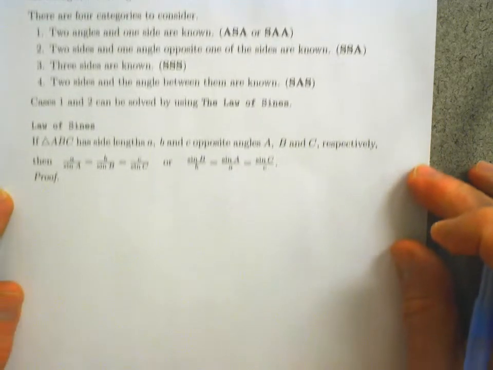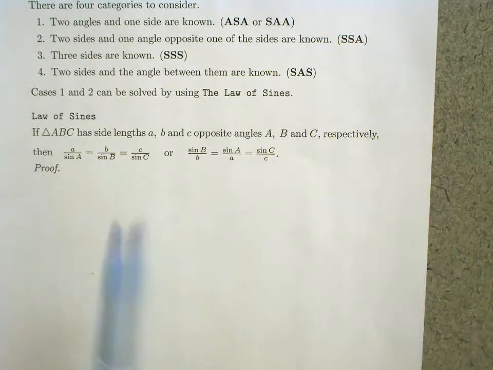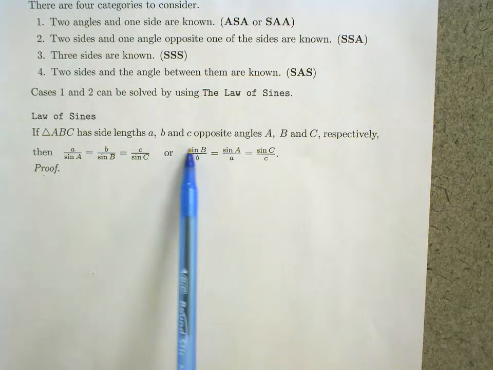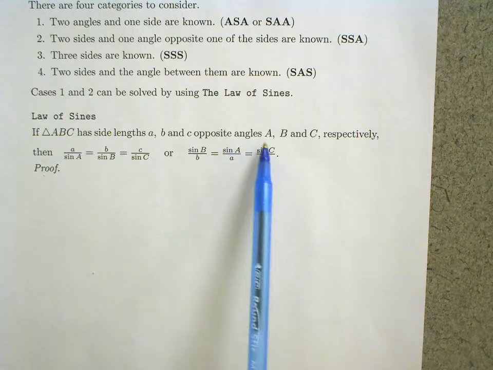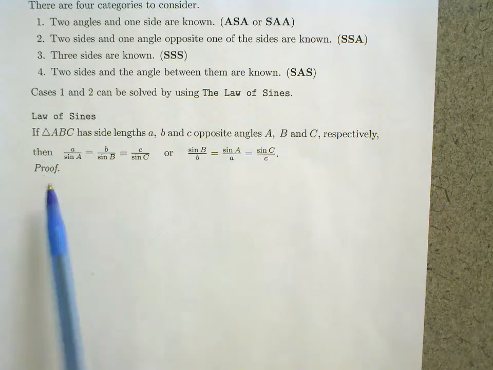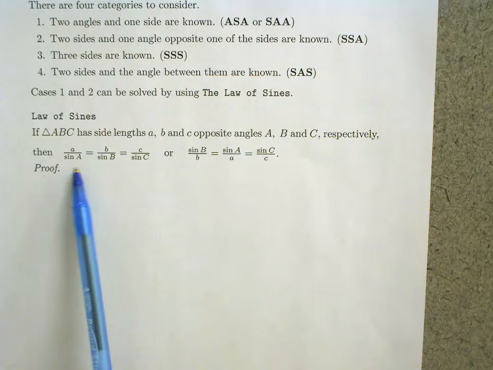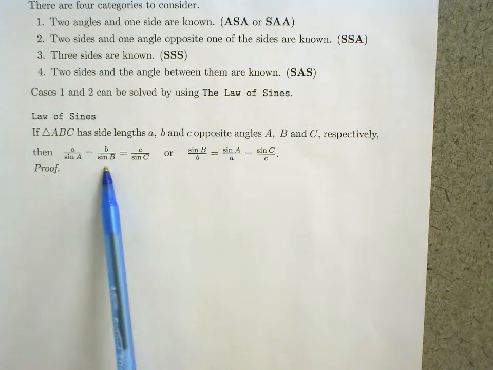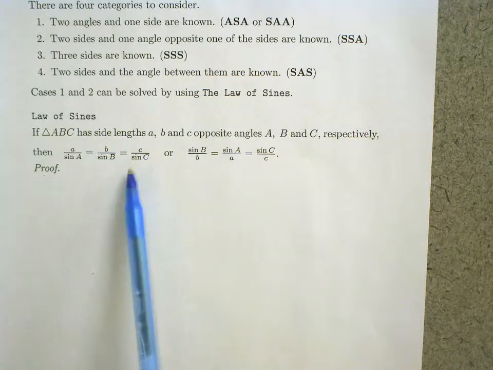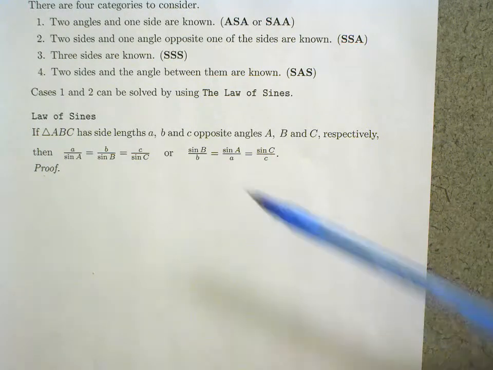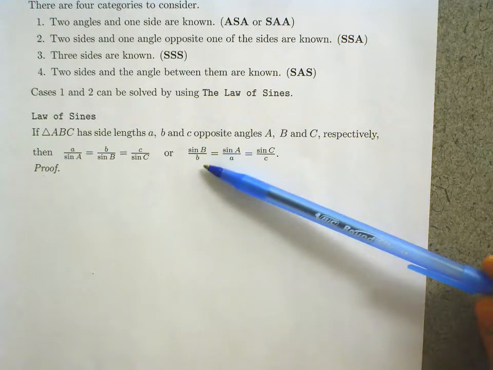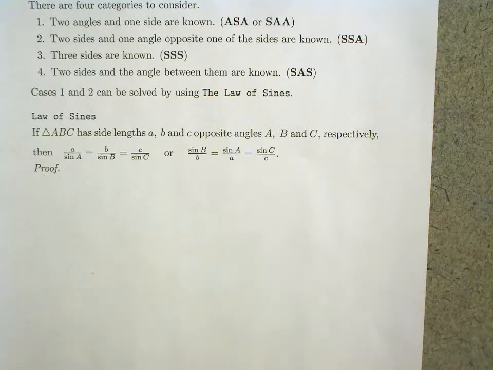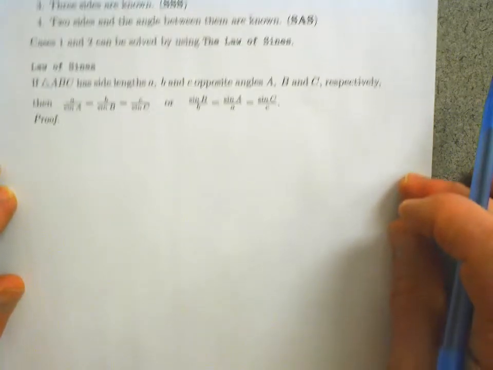So here is the law of sines. If triangle ABC has side lengths a, b, and c, opposite angles capital A, B, and C respectively, then a divided by the sine of angle A is equal to b divided by the sine of angle B, which is equal to c divided by the sine of angle C. Or you could just write the reciprocal version, sine of A over a equals sine of B over b equals sine of C over c. It doesn't take too long to prove this.